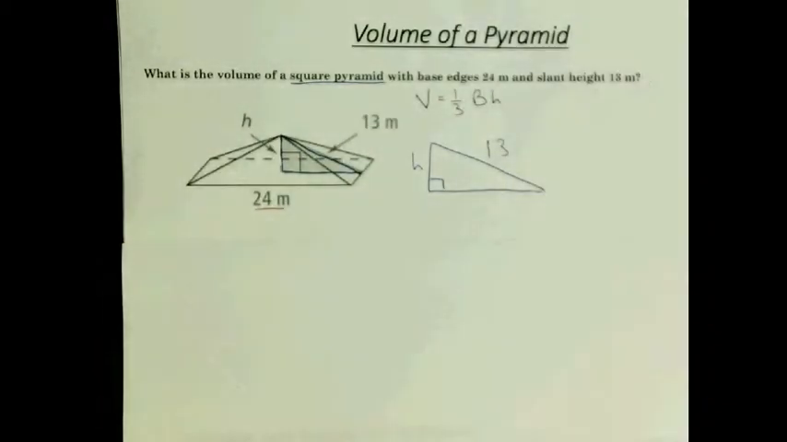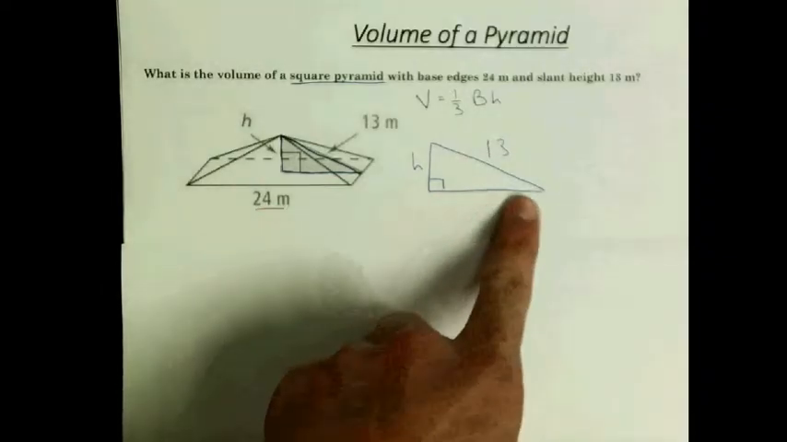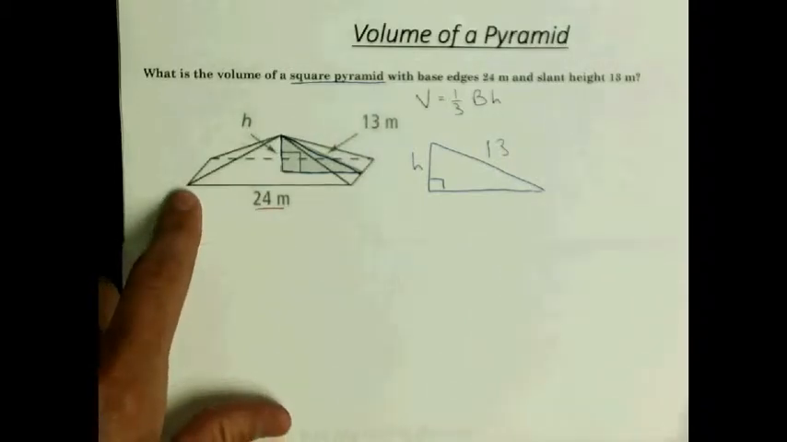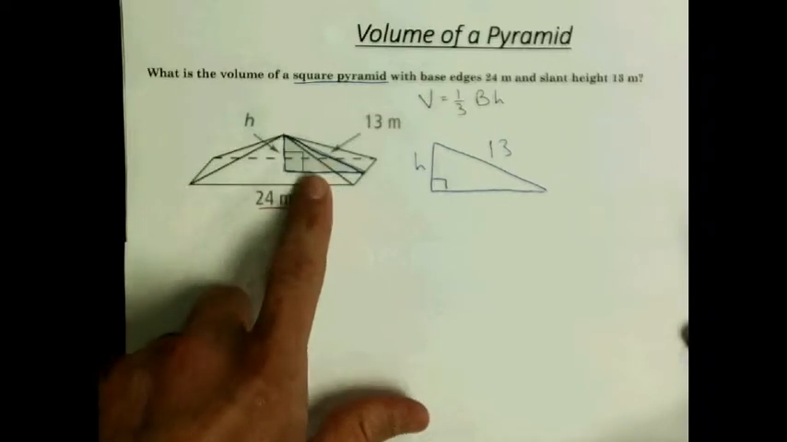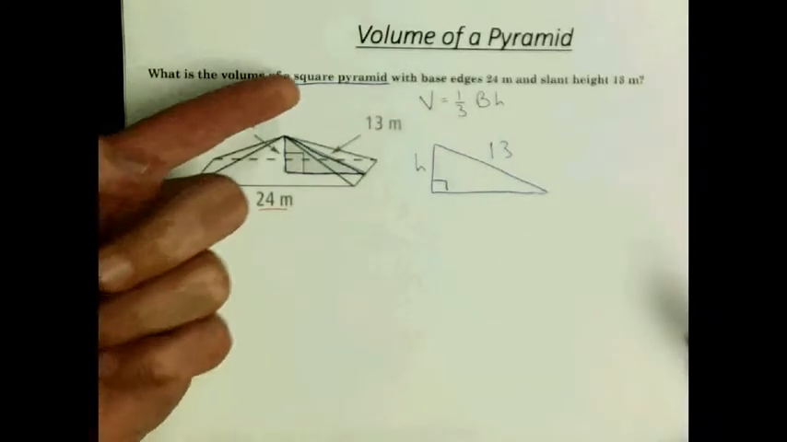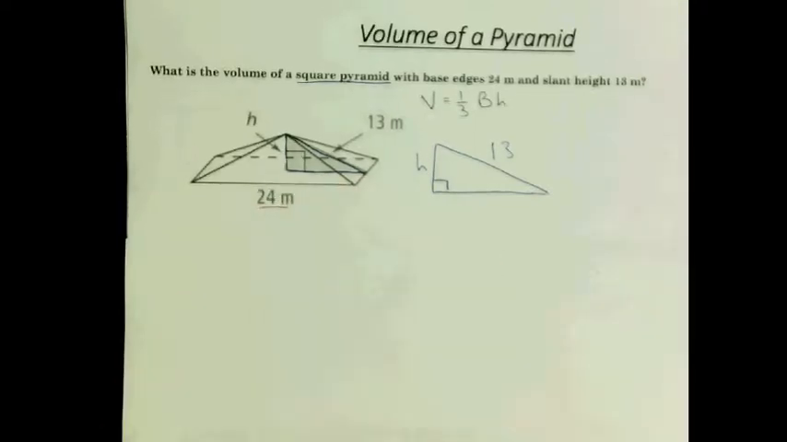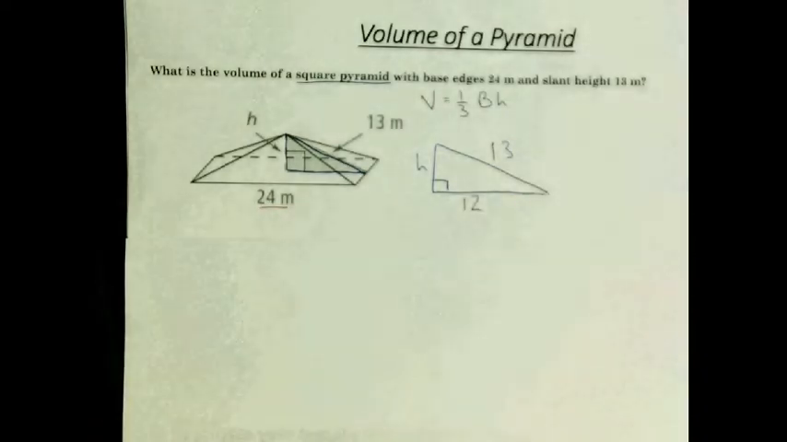Now the only question becomes, do we know this distance, right? Is this a distance that we know? And the answer is yes, it is, because the entire base is 24 meters. So in our little triangle that we're studying, since it's a square pyramid, it's going to be half of that distance. And so we know this is going to be 12 meters.